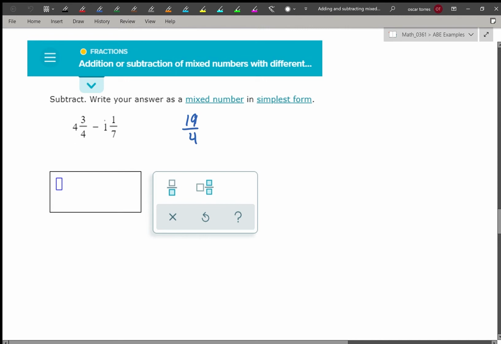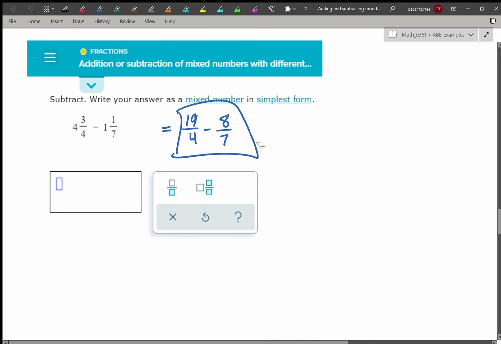Now we need to do the same thing for 1 and 1/7. So we take 1 and we multiply it by 7. 1 times 7 gives us 7. Then we add it to 1, and that would give me an 8. So 8 out of that original denominator, which is a 7. These two numbers are being subtracted, so we go ahead and copy down the subtraction sign. And now my expression looks like this, which isn't the answer, but it's the next expression that we need to work with.